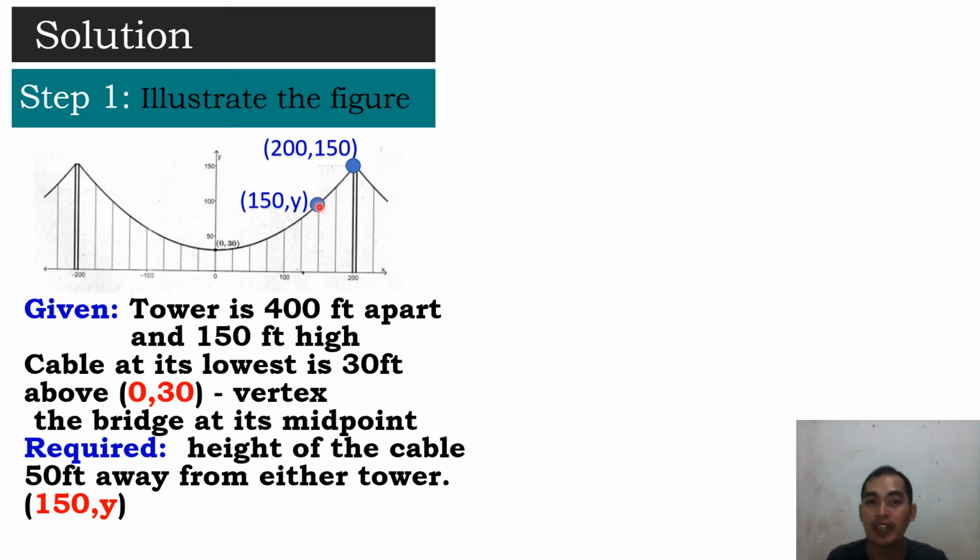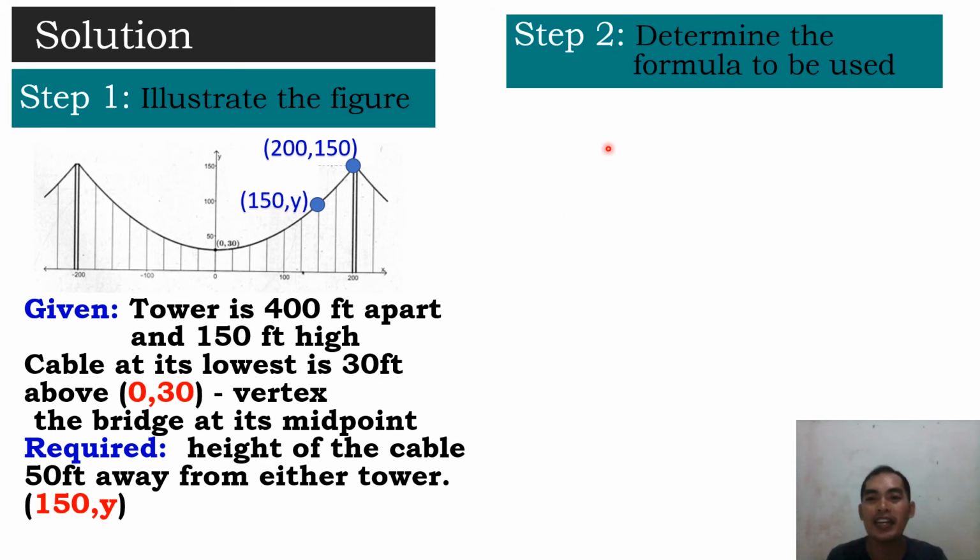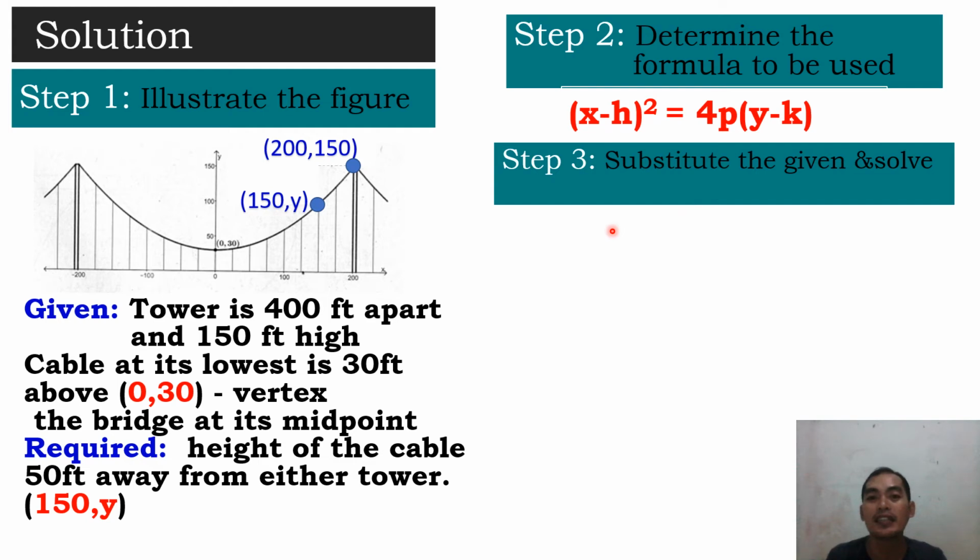So pwede magkabilaan. Now the question is, ano ang formulang gagamitin natin? The same. Since hindi na siya sa origin, nasa taas na yung cable, hindi dumaan sa origin, ang gagamitin na natin ay yung (x minus h) squared equals 4p times the quantity of (y minus k). Next is substitute the given and solve.